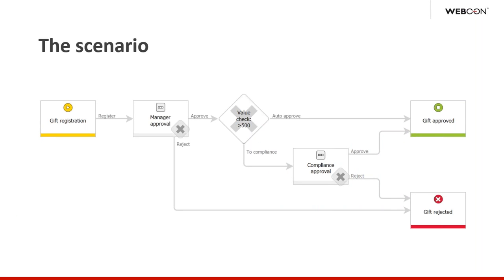Let me just grab my pointy thing. All right, so the idea is as follows. A user will register a gift at the very beginning. Then they will pass it over to their superior directly above them in the Active Directory structure, and this manager will be able to decide whether to reject the registered gift or approve it. And then the system will automatically decide. In this case, it will check the value. If the value is below 500 euro, then since the manager approved it, it will be approved directly. But if the value exceeds 500 euros, then we have an extra validation step called compliance approval, where compliance officers will validate this gift, and they can also either reject it or approve it.